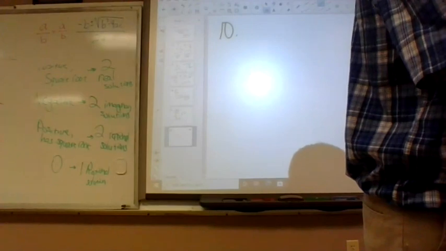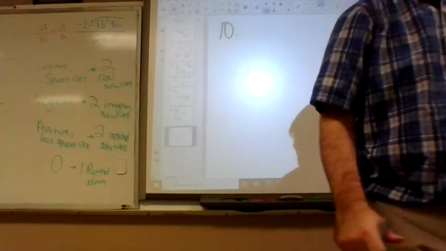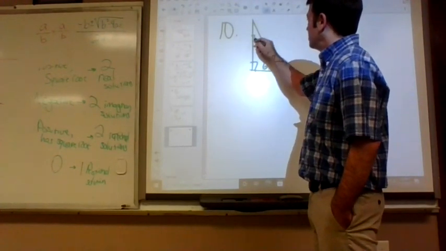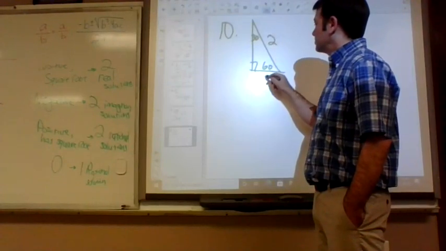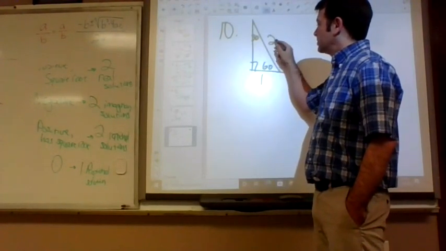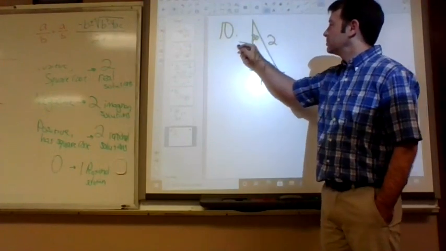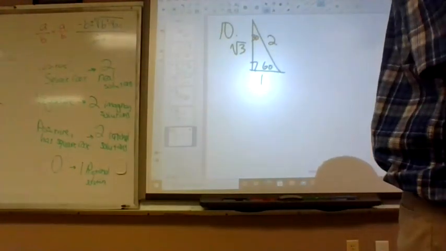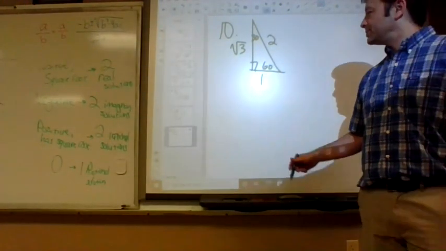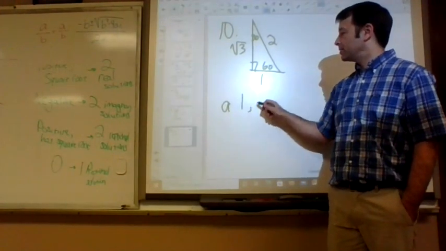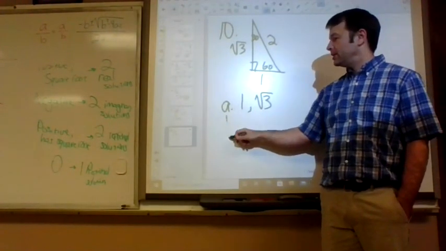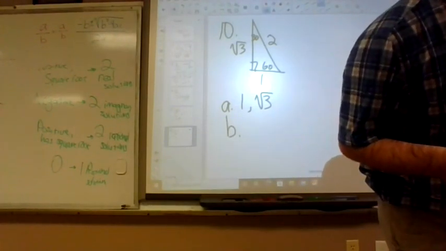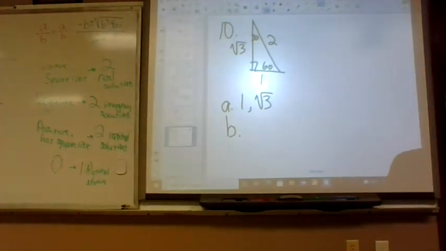It says a 30, 60, 90 triangle has a hypotenuse that is 2 units long. The sides are 1, 2, and square root of 3. So the answer to A is 1 and square root of 3. And then on B, you basically do the same thing: find sine of 30, sine of 60, tangent. You should leave this up here real quick.